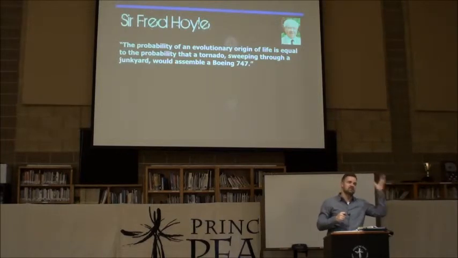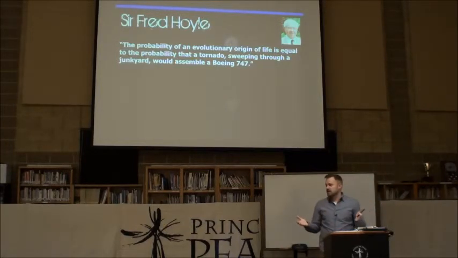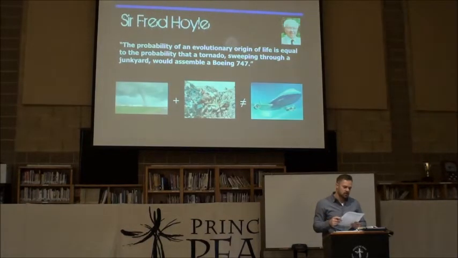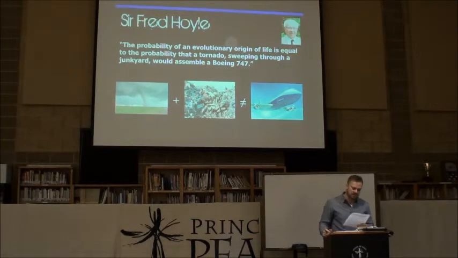And you'll have scientists who do not believe in God and yet say, like Sir Fred Hoyle here, the probability of an evolutionary origin of life is equal to the probability that a tornado sweeping through a junkyard would assemble a Boeing 747. The probability of evolving on Earth in 5 billion years, I think it's up to 6.5 now or something like that, is 1 chance out of 10 to the 40,000th power. I don't know how he came up with that number, but I think his point is pretty clear. How many tornadoes ripping through how many junkyards are not just going to assemble something that could resemble a plane, but he's talking about a fully functioning plane.